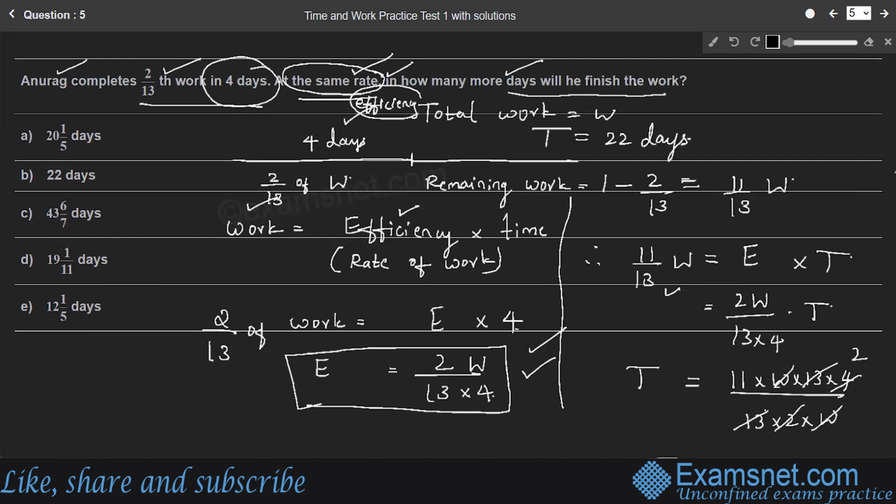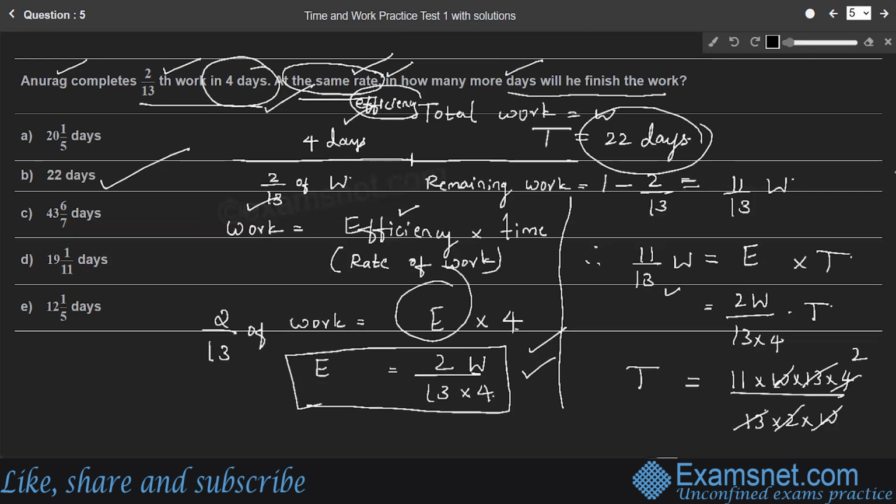Given that he continues to do the remaining work with the same efficiency, if the efficiency is the same, he can complete the remaining work in 22 days. So look at the options. Option B is the right answer.